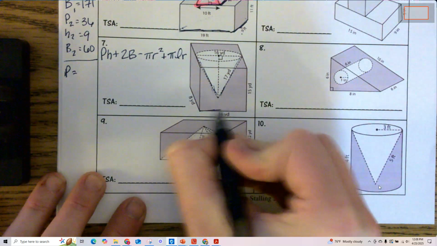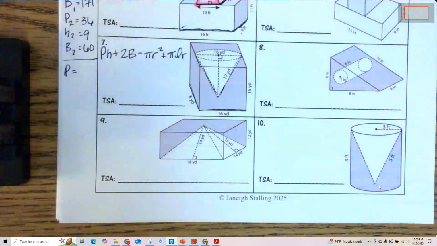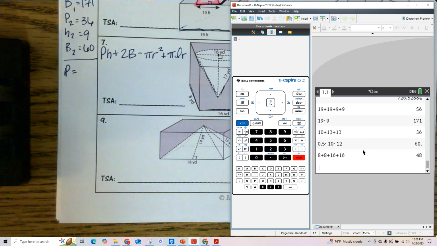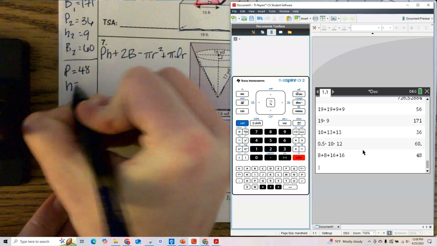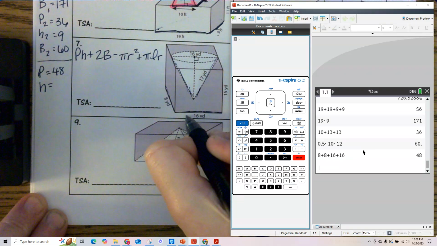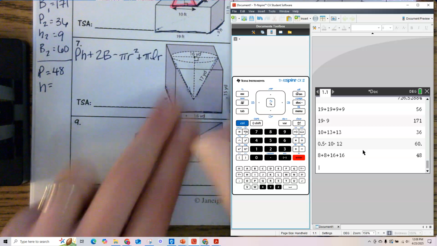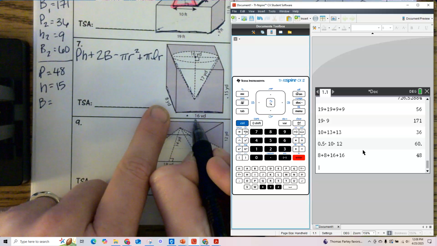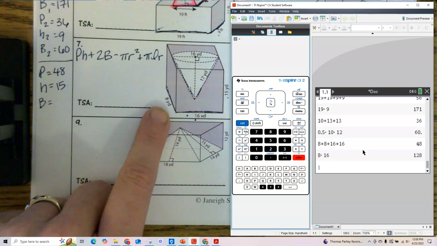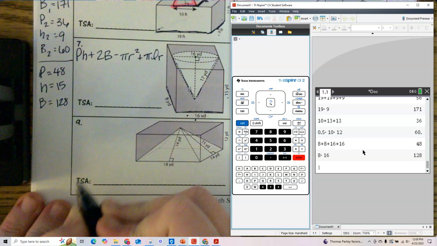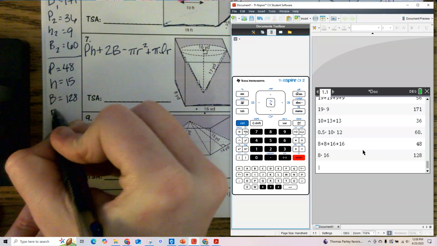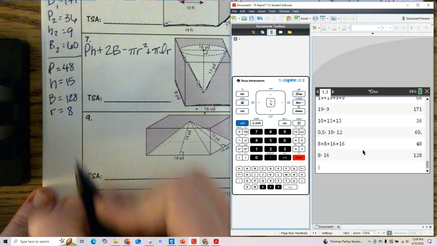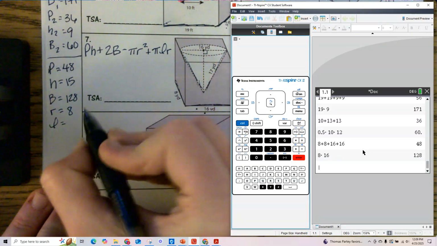Perimeter of the base. So here's the base, 8 and 16. So 8 plus 8 plus 16 plus 16, we get 48. Height. Since we used the 8 and the 16, neither of those can be the height. Height has to be 15. Big B. The two that I used for the perimeter, I multiply them together this time. And then we need the radius. So if all the way across is 16, the radius is going to be 8. And then this one gives you the lateral height.